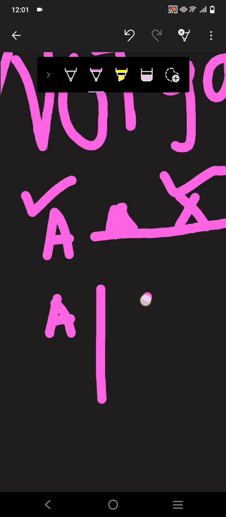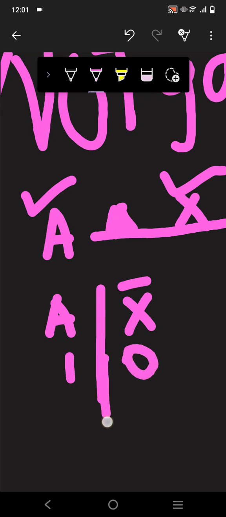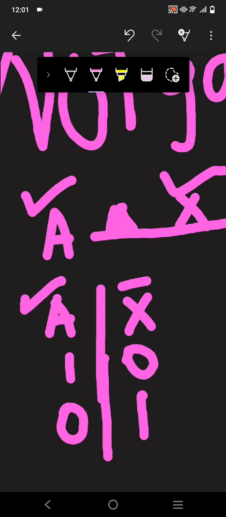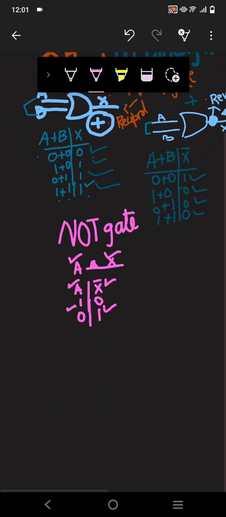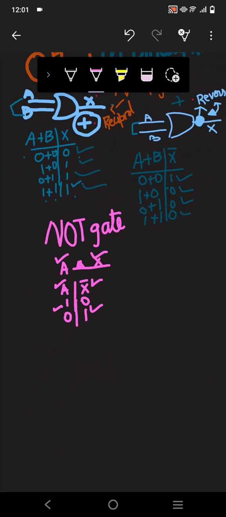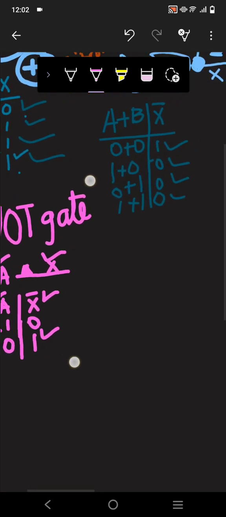Oh sorry, the NOT gate. Okay, so if I place that in the table, A and x: if the input is 0, we get 1. If you place 1, it will be 0. So that is why this is the only gate that has one input and one output. Okay, now we are moving towards our XOR gate. The XOR gate is a type of the OR gate.